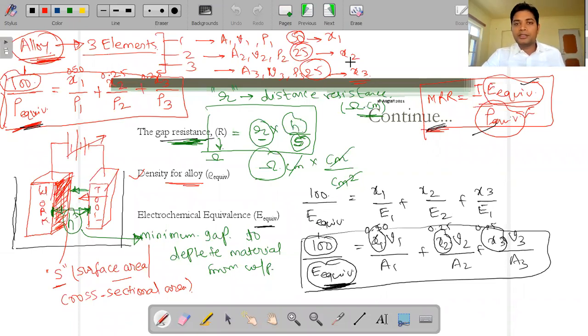Also, an important criterion we have to keep in mind is how much percentage of each element we are taking into consideration. For example, if we are considering x1, x2, x3 as 50%, 25%, and so on, then they add up to 100% and the alloy is formed from the combination of these three elements. Now if you want to calculate the equivalent density, then we can go through this formula.